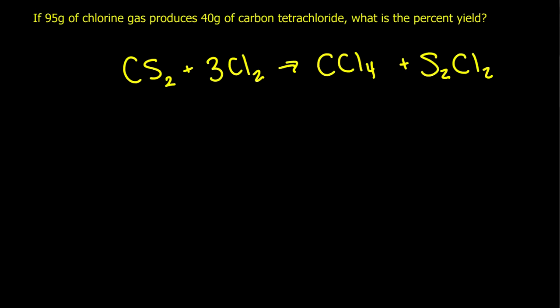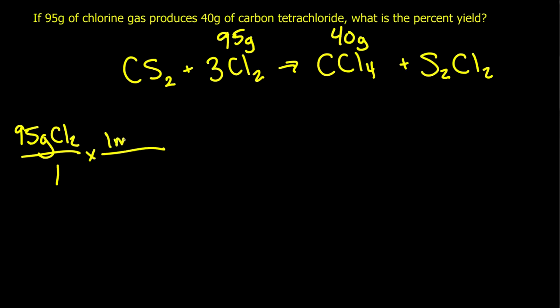Now let's do one more. We got 95 grams of chlorine gas. So 95 grams chlorine gas produces 40 grams of carbon tetrachloride. What's the percent yield? So our actual yield is 40. We got to figure out our theoretical so we can figure out the percent yield. Let's do a little bit of stoichiometry. So I got 95 grams chlorine gas. It's over 1. Well, 1 mole of chlorine gas is 70 grams.